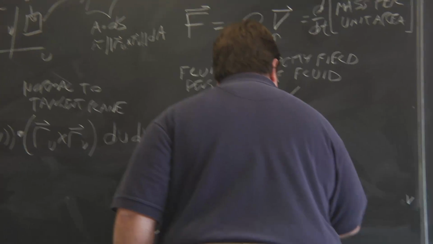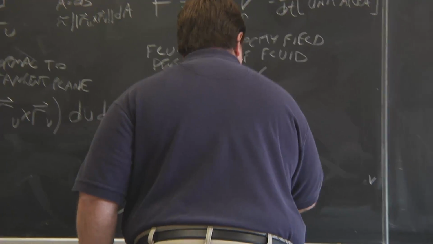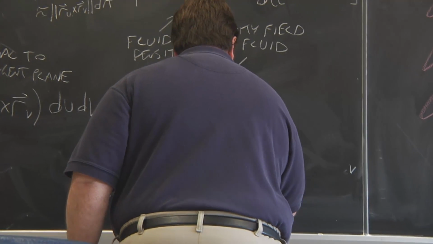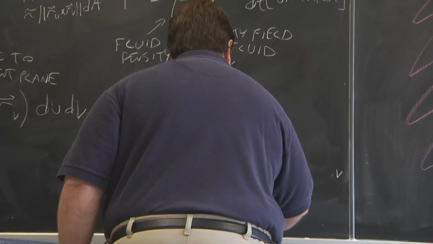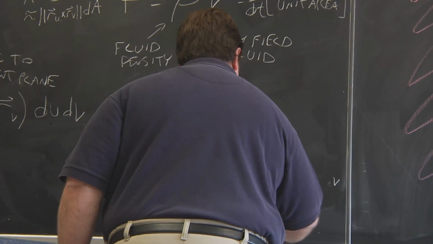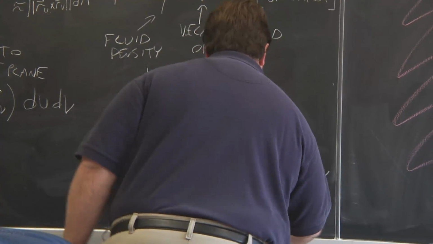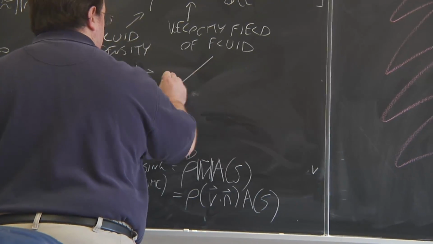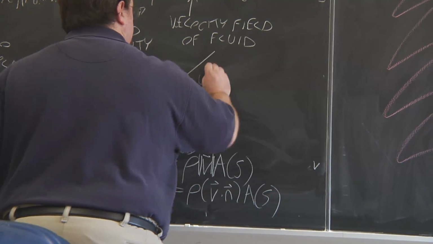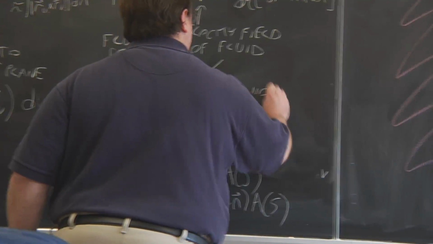when it's dead on, it's going to be the magnitude, but really what you're going to get is the dot product with the normal vector times the area. And n, that is the unit normal vector. It has to have length 1.